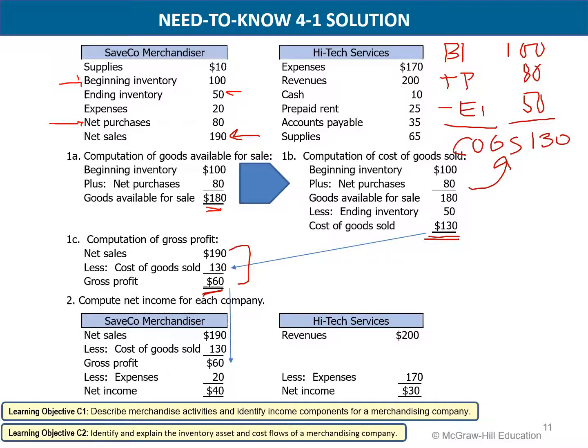And then if we were to compute the income for each company, from gross profit we just subtract our expenses to get to $40 of net income. And then over here on the service company, it's just the same old thing we've been doing for several chapters now. Revenues less expenses equals net income of 30. Okay, so hopefully that makes sense.